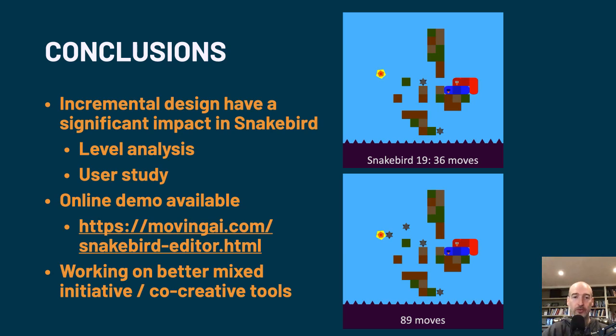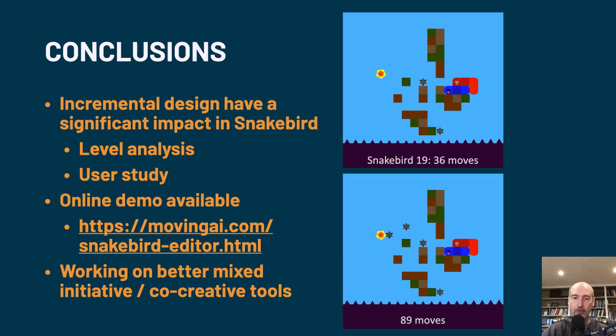So in conclusion, we've seen that in the game of SNAKEBIRD, the incremental design changes do have a significant impact on the solution. And if you'd like to play with this, there's an online demo available as part of AID 2020, and it will continue to be there. And this is moving more into the mixed initiative or co-creative space. We were answering in this paper the question of, do incremental changes have an impact? And now we have to say, now that we understand that they do, how can we take advantage of that or help human designers with this?